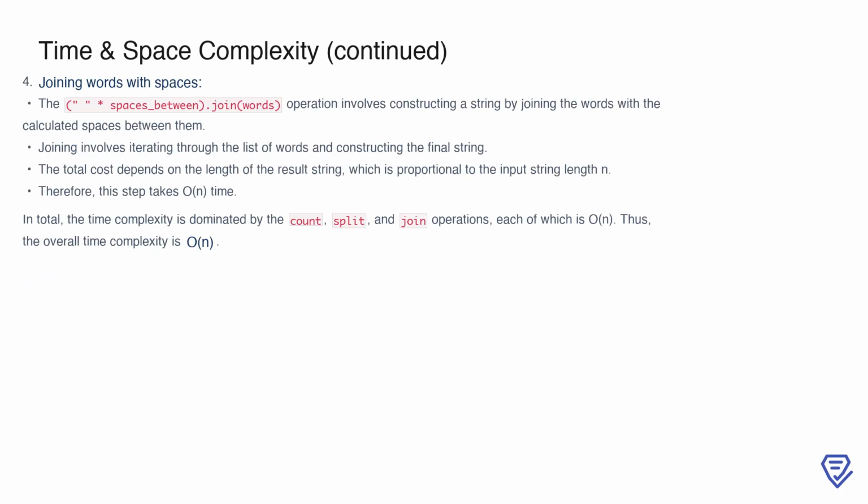Joining the words with spaces is another key step in this solution. The operation (' ' * spaces_between).join(words) combines the words into a single string, inserting the calculated spaces between them. This involves iterating through the list of words and constructing the final result string. The time required for this operation depends on the length of the resulting string, which is proportional to the length of the input string n. Consequently, this step also takes O(n) time. When combining all these steps, the overall time complexity of the solution is dominated by the count, split, and join operations, each of which is O(n). Therefore, the total time complexity is O(n).